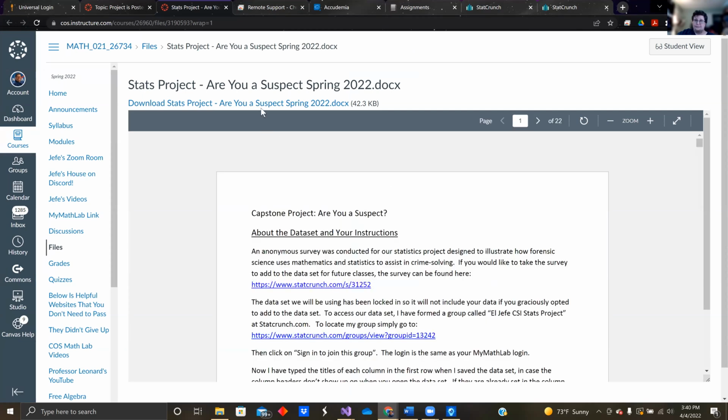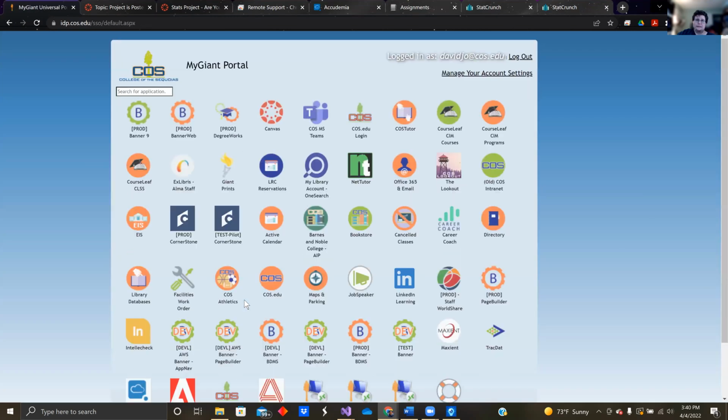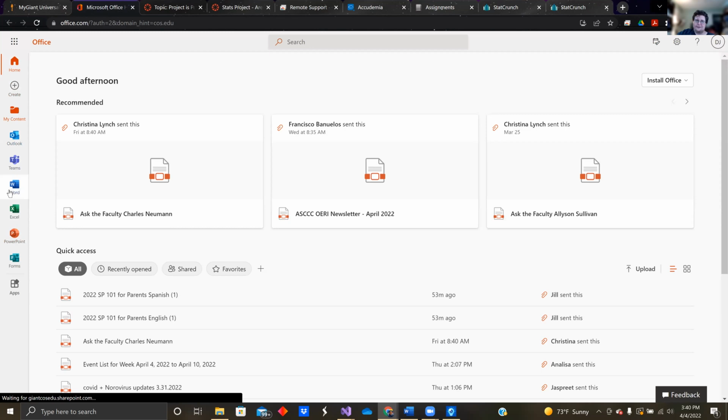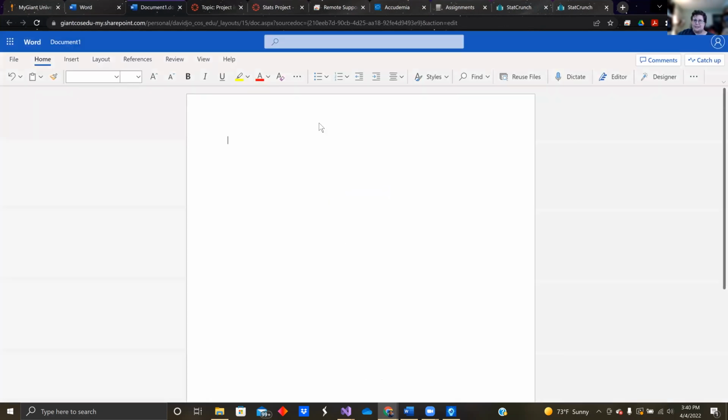You can download it. And if you don't have Word on your own, you can log in here and go into Office 365. Every student has access to this, and Word is over here. It'll give me an online version of Word. I can say new blank document, just copy and paste the whole thing into this, edit it, and save it in your office space.